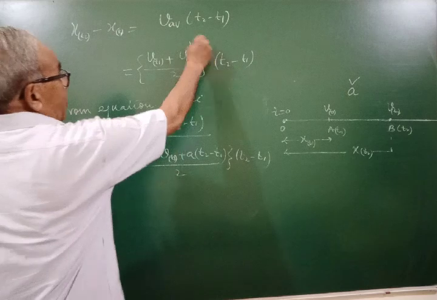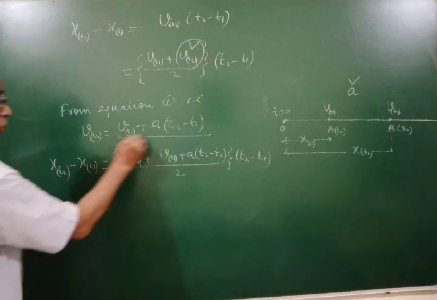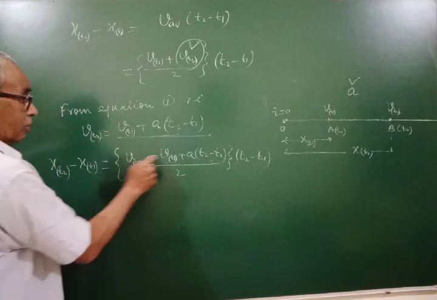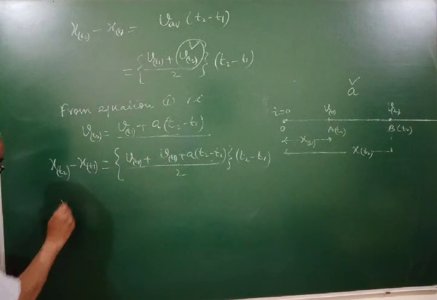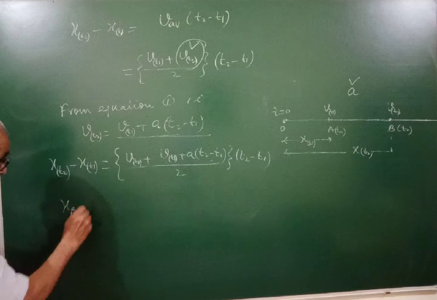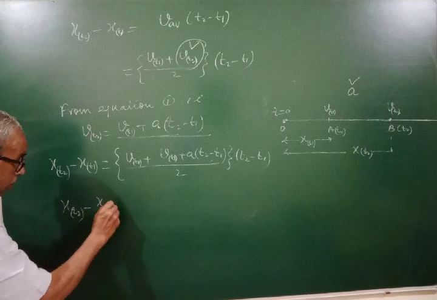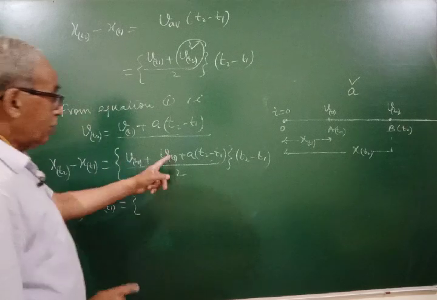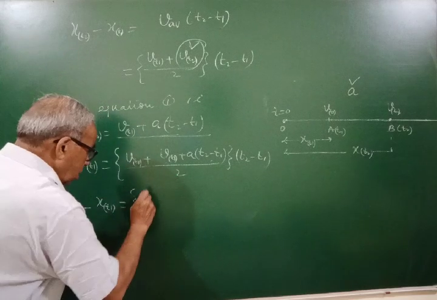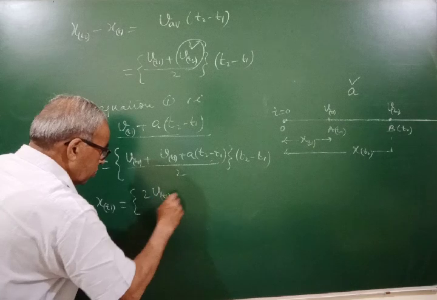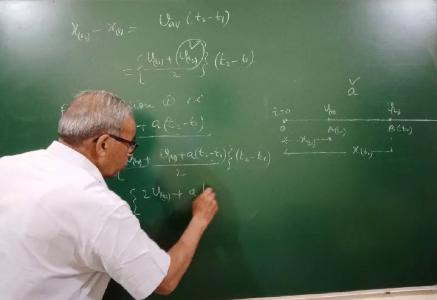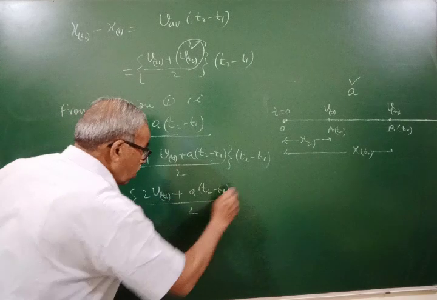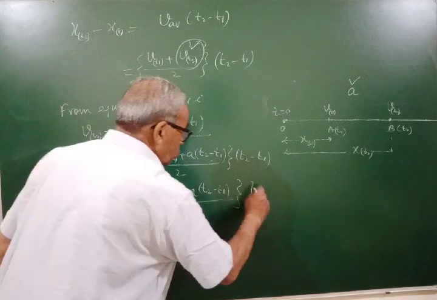What I have done is, in place of this Vt2, I have written this thing here. Vt1 plus Vt1 will be how much? 2 Vt1. Let me write it, otherwise you will get confused: (2 Vt1 plus a into (t2 minus t1)) upon 2, into (t2 minus t1).